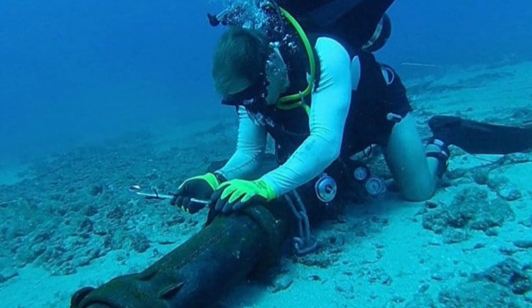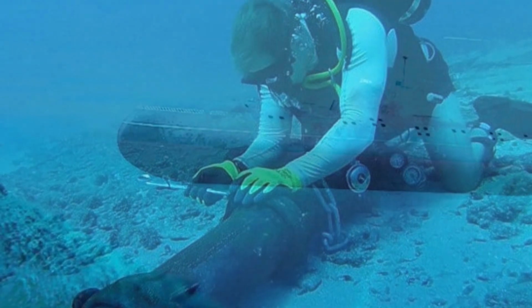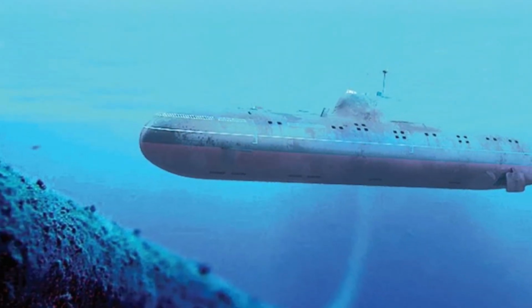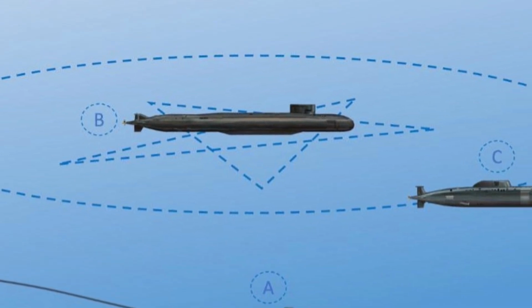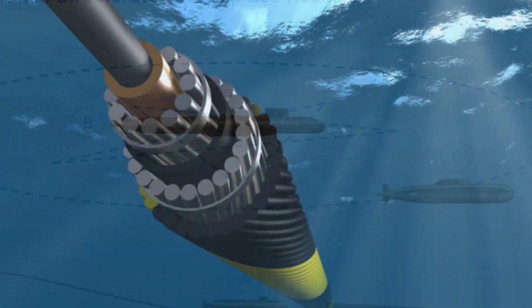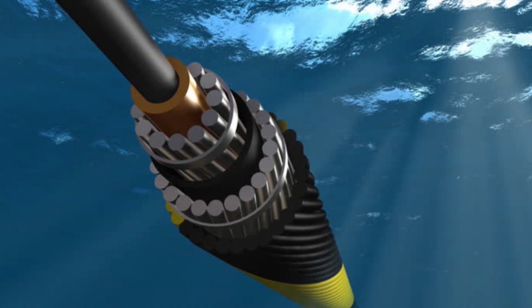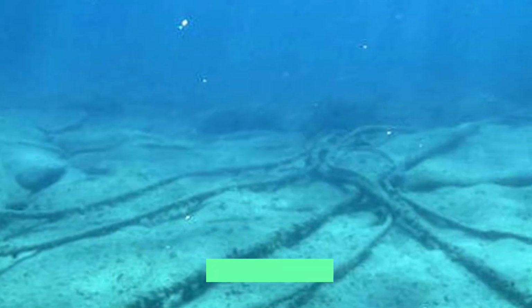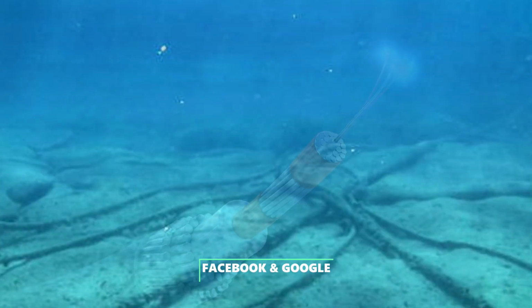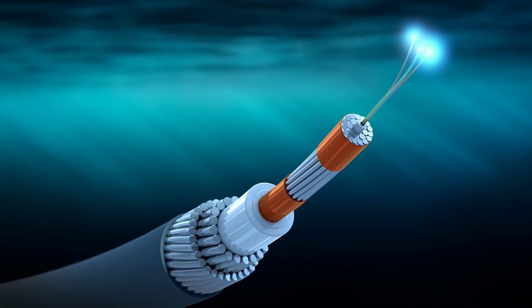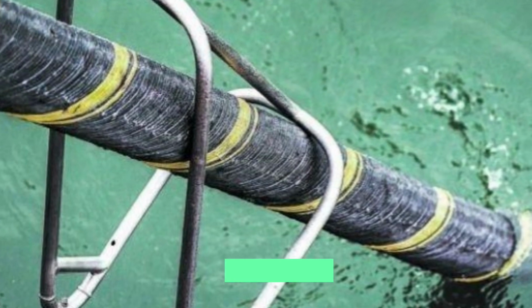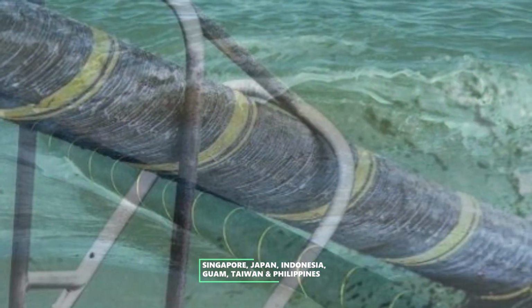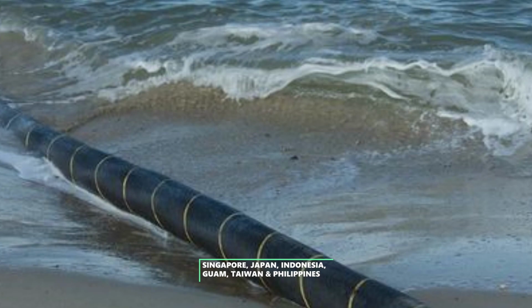Undersea cable demand will likely increase as more enterprises depend on cloud computing services. And next, technologies such as more sophisticated artificial intelligence and autonomous automobiles will all need rapid internet rates. This summer, Facebook and Google joined hands for an amazing initiative to build an undersea cable network named Apricot. This initiative will link Singapore, Japan, Indonesia, Guam, Taiwan, and the Philippines by 2024.